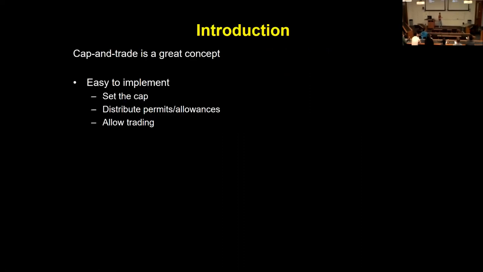So cap and trade is a great concept. It's easy to implement. You just set the cap. Then you distribute the permits or allowances in some way. You can auction them off. You can just give them away, whatever. And then you allow trading. And if there's no transaction costs associated with trading, everything's going to work out to a nice equilibrium.